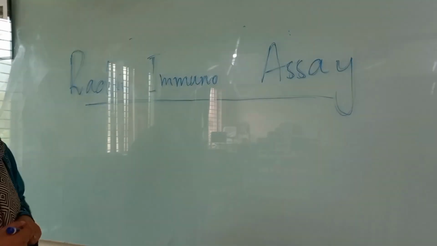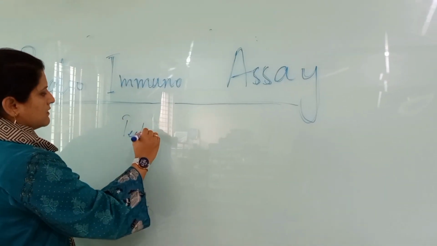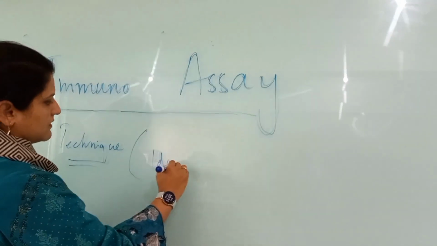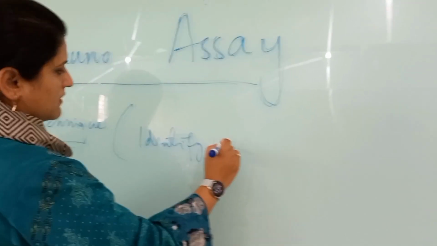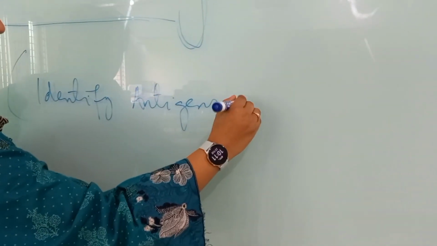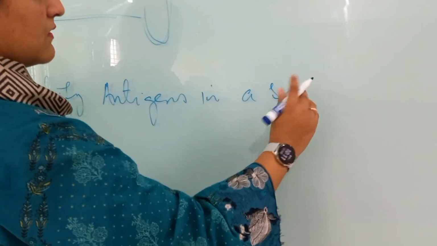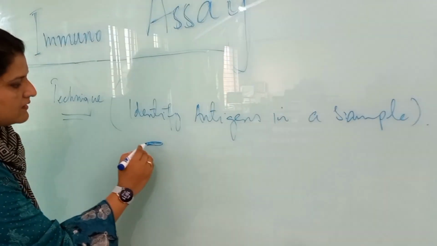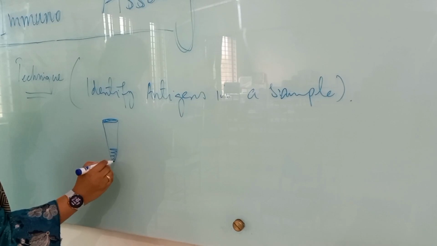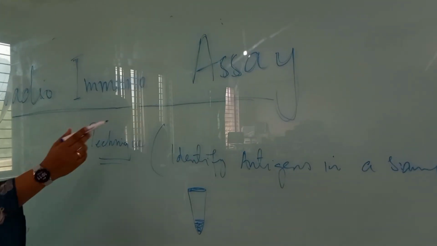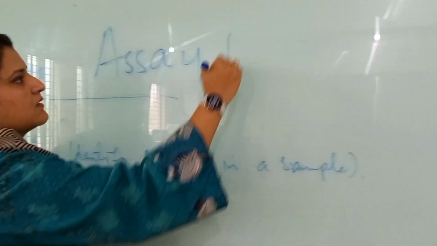Today's lecture is about radioimmunoassay. Radioimmunoassay is a technique that is used to identify antigens in a sample. That means if you want to know whether a particular antigen is present in a sample or not, you will do this technique, that is radioimmunoassay or RIA.